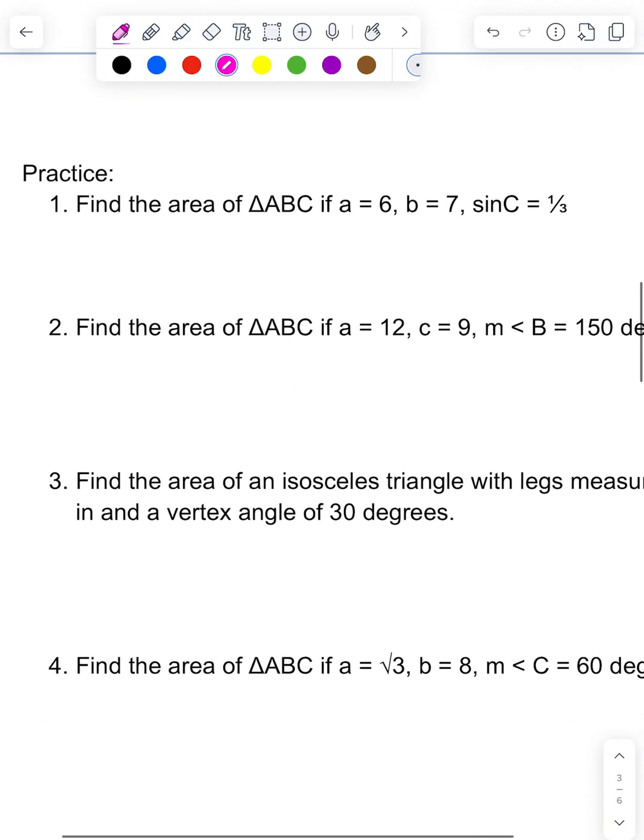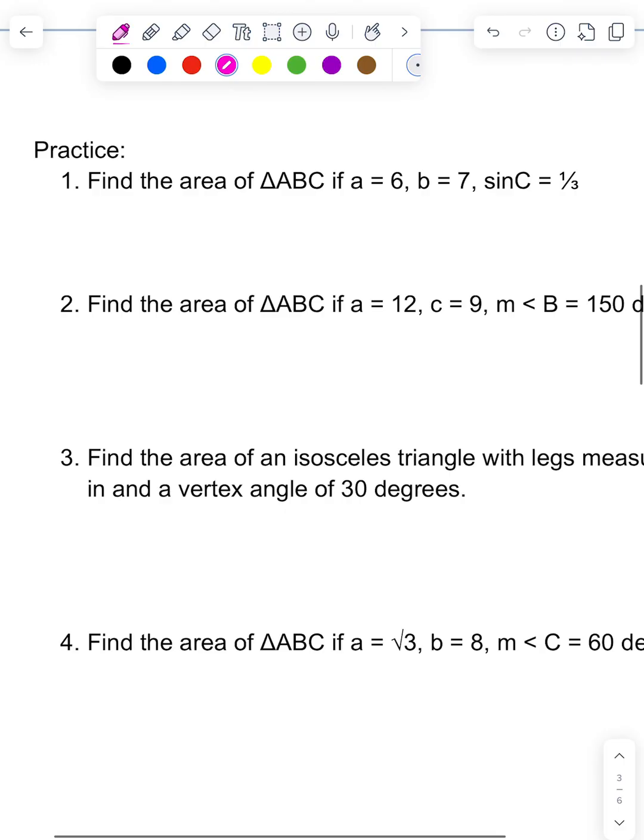Okay, let's do some practice. Let's find the area of triangle ABC. Side A is 6, side B is 7, and the sine of angle C is 1/3. Careful, angle C is not 1/3. The sine of angle C is 1/3. But we are talking about angle C.